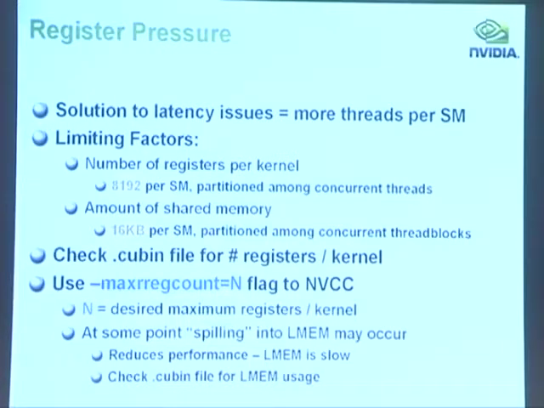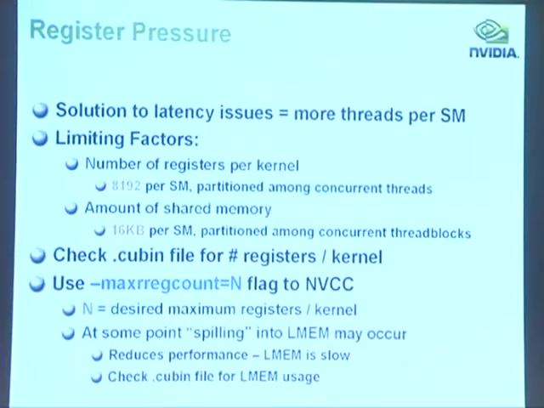You can figure out how many registers are used by a kernel, and then figure out how many of those kernels you'd be able to run by dividing 8192 by that number of registers. To figure that out, you can look in the cubin file. If you pass dash cubin to NVCC, it'll generate this cubin file, which is basically the binary compiled code for the GPU, but it has a text header for each kernel before the binary portion of the code. You can look in that to see the number of registers and the amount of statically allocated shared memory for each kernel.